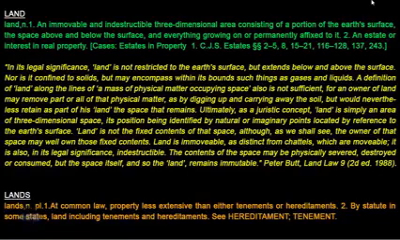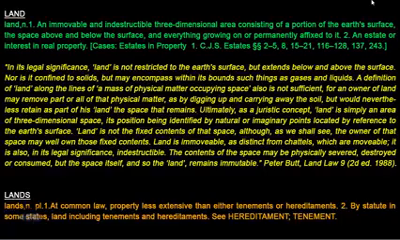Land is not the fixed contents of that space, although, as we shall see, the owner of that space may well own those fixed contents. Land is immovable, as distinct from chattels, which are movable. It is also, in its legal significance, indestructible. The contents of the space may be physically severed, destroyed, or consumed, but the space itself, and so the land, remains immutable. Peter Butt, Land Law, page 9, second edition, 1988.